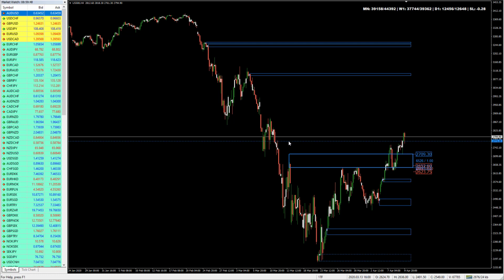And really, essentially, you are looking for areas where price has historically moved away. Okay, so if we have a look at this one here, we can see that price went up, we had a bounce at this area, a bounce here.